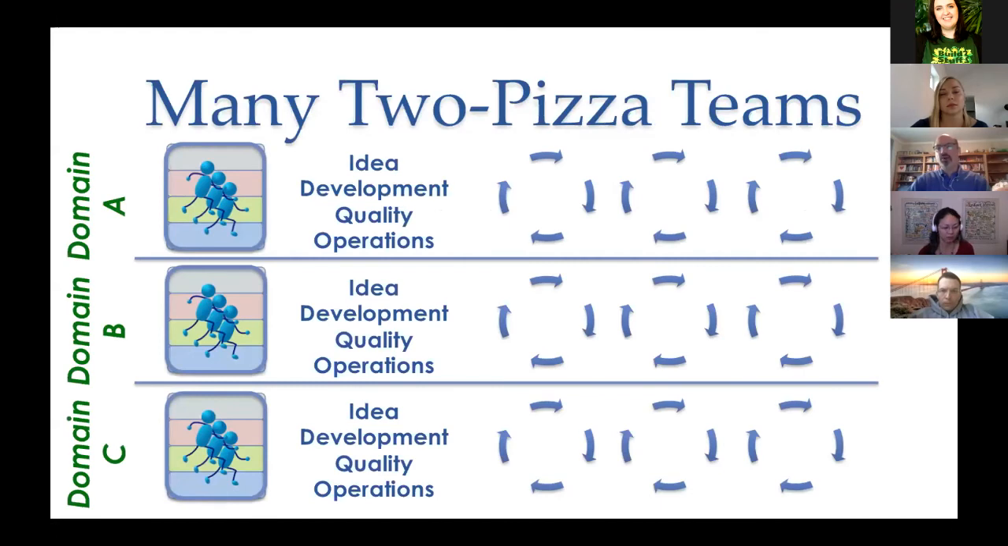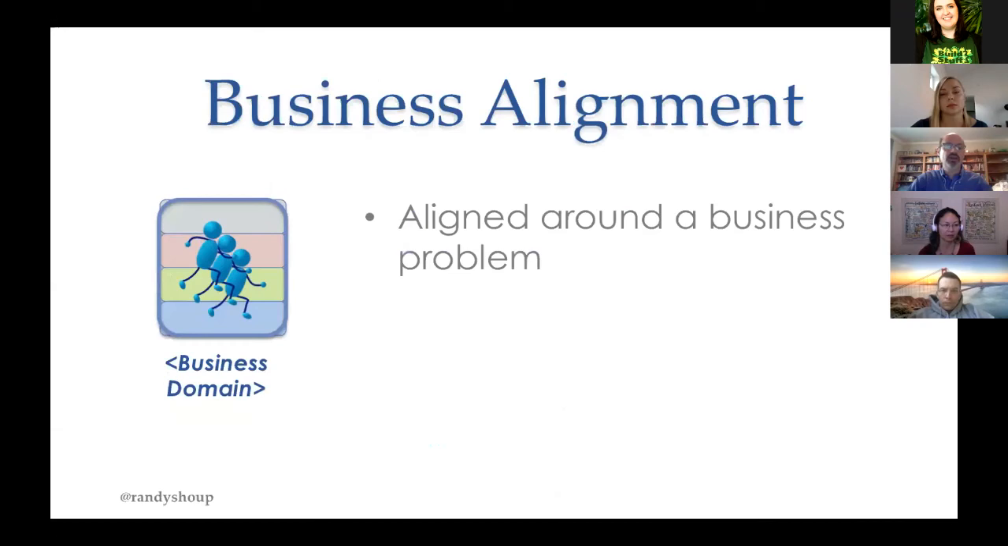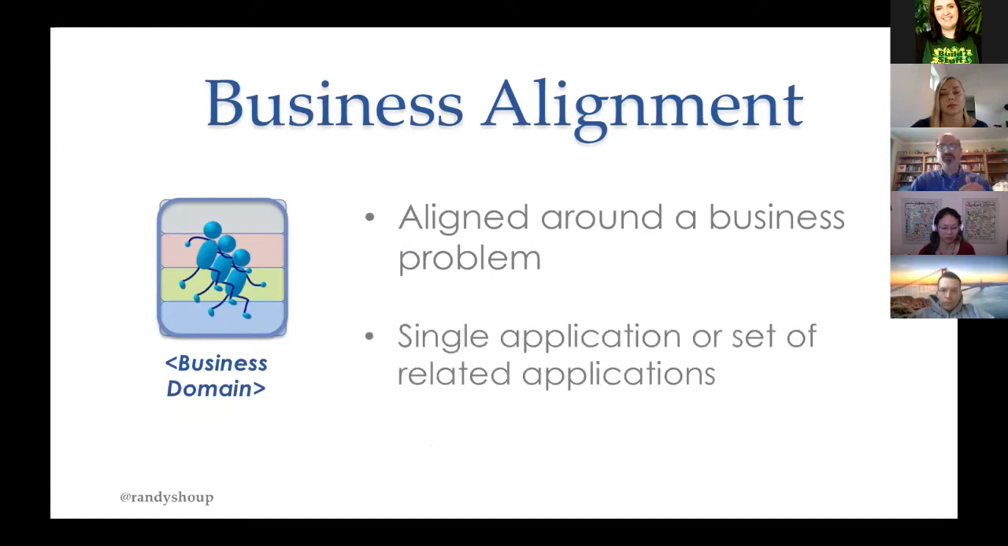So rather than having one two-pizza team, maybe we now have many two-pizza teams, each of which are responsible for some particular area of our product or our company. I find the companies that have done this well have aligned those teams around particular areas of a business. So align them around a particular business problem. And typically those individual teams are responsible for a single application or service, or maybe a set of related applications or services. So this is what the organizational infrastructure should look like at this phase.